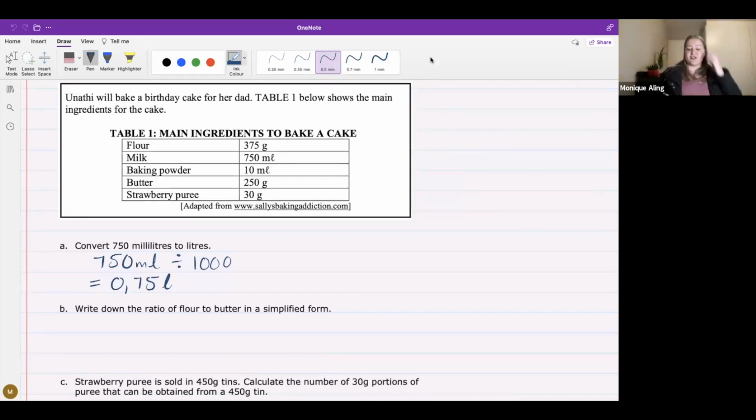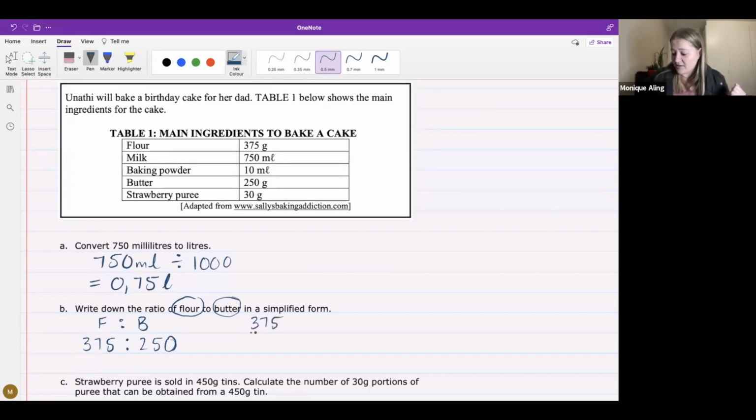So when making a ratio, you always follow the order that's mentioned in the question. They mention flour first, then butter. So in your ratio, flour is 375 and butter is 250. If you're struggling to find a number that goes into both, remember you could put this in your calculator. The left-hand side of your ratio is always the top of your fraction. Then you put the 250 at the bottom.